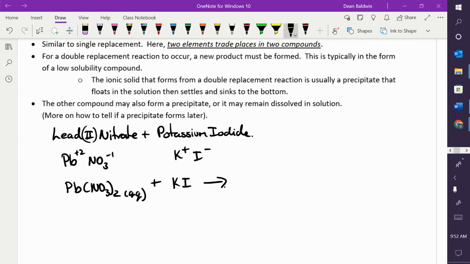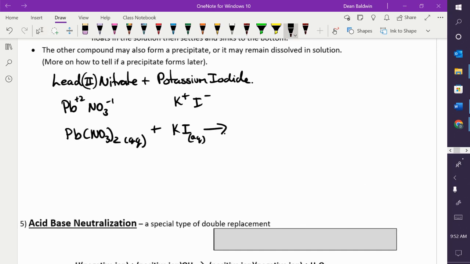Plus KI. We can just say aqueous. All right, so we got lead nitrate, potassium iodide, both aqueous. So what happens, if you want a visual, we'll get into this later. If you're in a beaker, when you add an ionic compound, these are ionic compounds, right? Metal and non-metal, these are ionic. When you put them in water, they break apart.